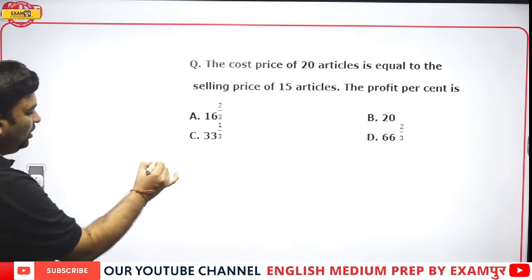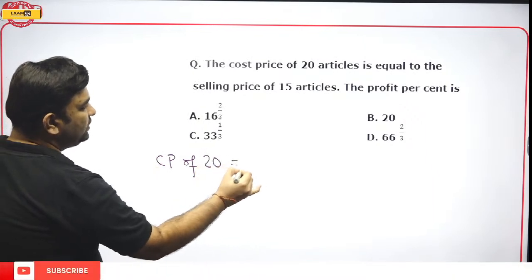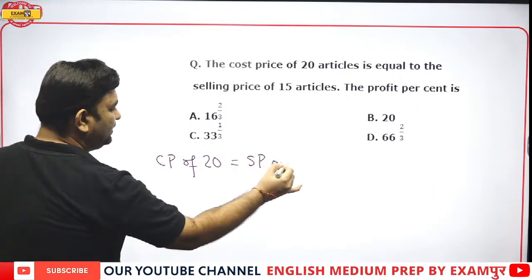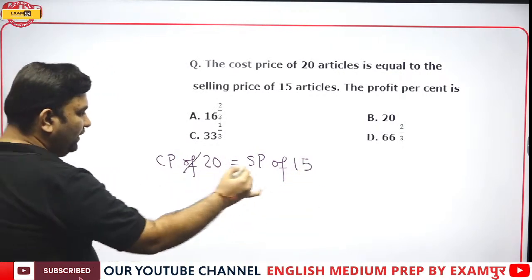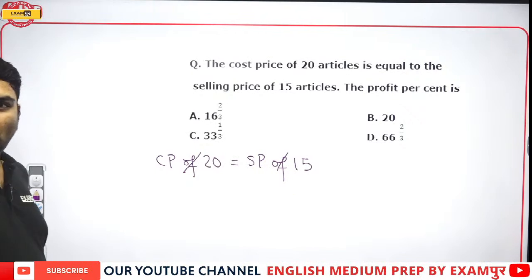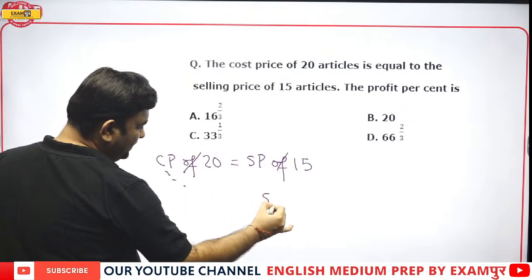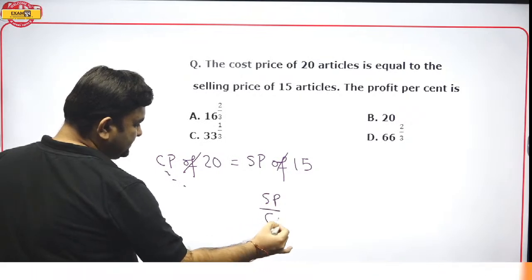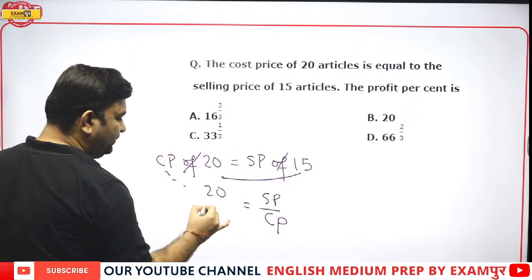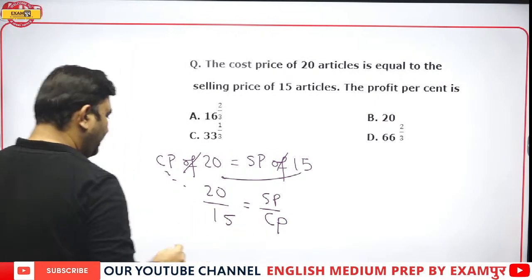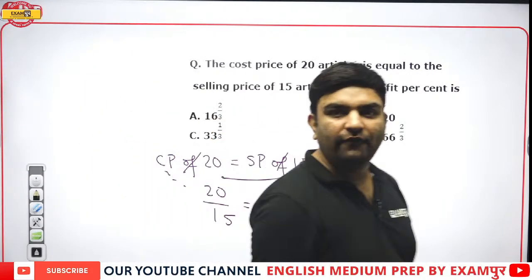The CP of 20 articles is equal to the SP of 15 articles. The common factor will cancel out. You can take this CP below. So SP over CP will become 20 over 15.